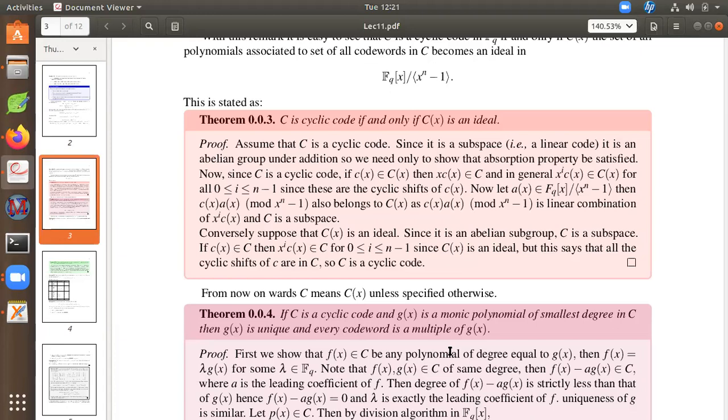If these are there, then their linear combination is also there. That means what I'm telling is that you take any a(x) in F_q[x], multiply by x^(n-1), that is also going to be there. Now I am using the linear subspace part, right? Once x^i c(x) are there by cyclic code, and a cyclic code is also a linear code, it is a subspace. So that's why a(x) c(x) is there. So I proved that it is an ideal.